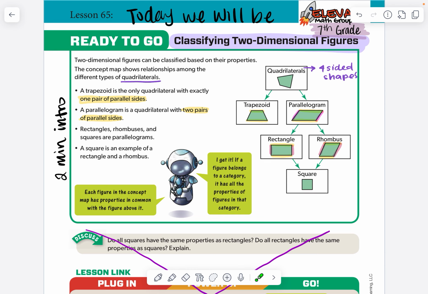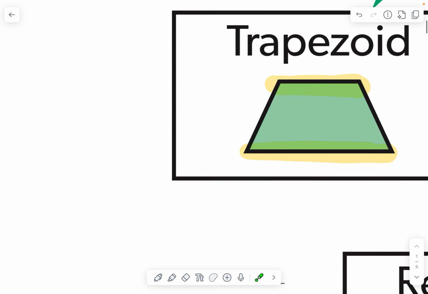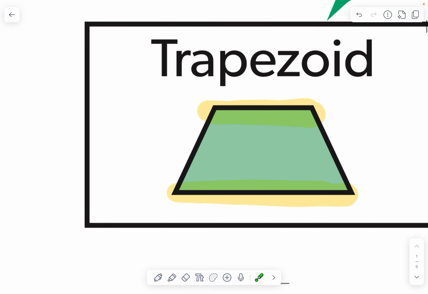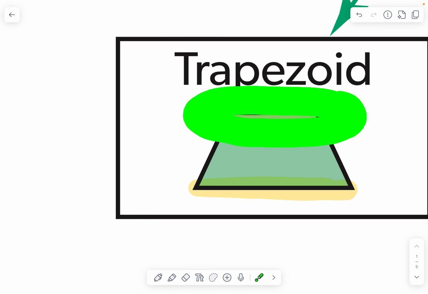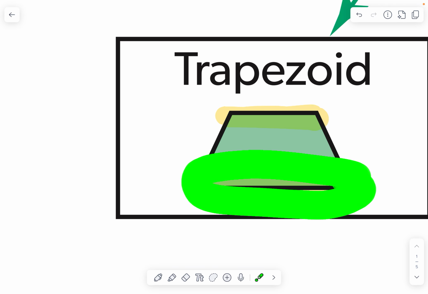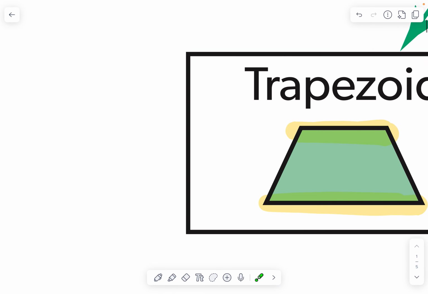The concept map here shows relationships among different types of quadrilaterals. We know that quadrilaterals are four-sided shapes. It tells us that a trapezoid is the only quadrilateral with exactly one pair of parallel sides. So I've gone ahead and highlighted the parallel sides for our trapezoid. They only have one pair, meaning together. So this and this are our one pair.